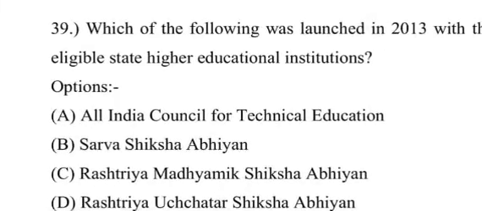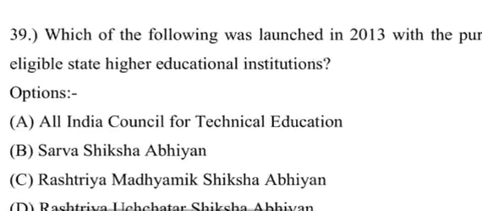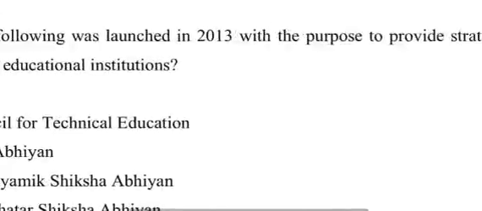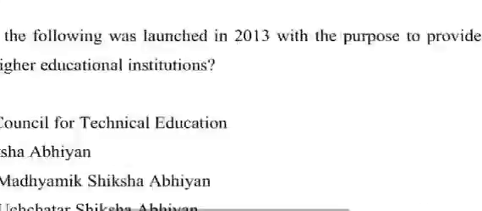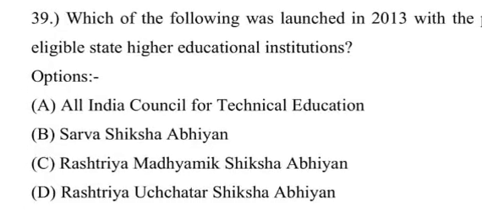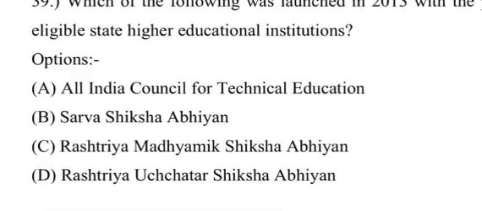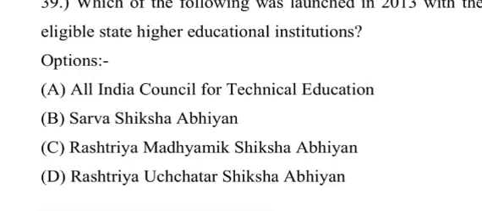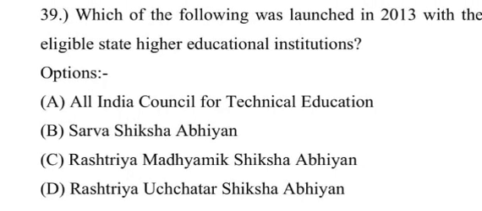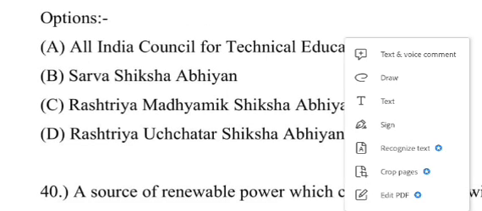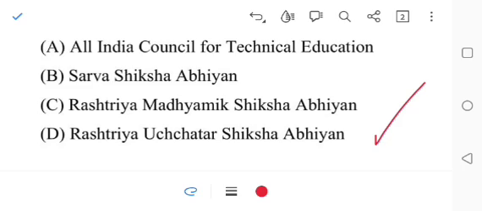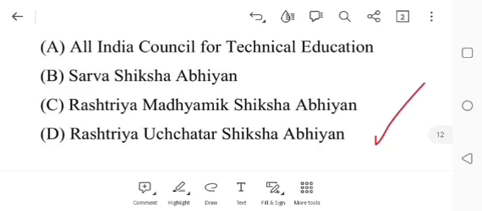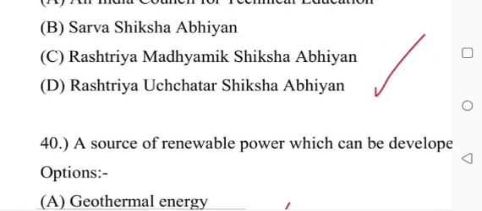39. Which of the following was launched in 2013 with the purpose to provide strategic funding to eligible state higher educational institutions? All India Council for Technical Education, सर्व शिक्षा अभियान, राष्ट्रीय माध्यमिक शिक्षा अभियान, राष्ट्रीय उच्चतर शिक्षा अभियान. So it will be number D, राष्ट्रीय उच्चतर शिक्षा अभियान. In short, RUSA. You must have heard, you might have studied somewhere.